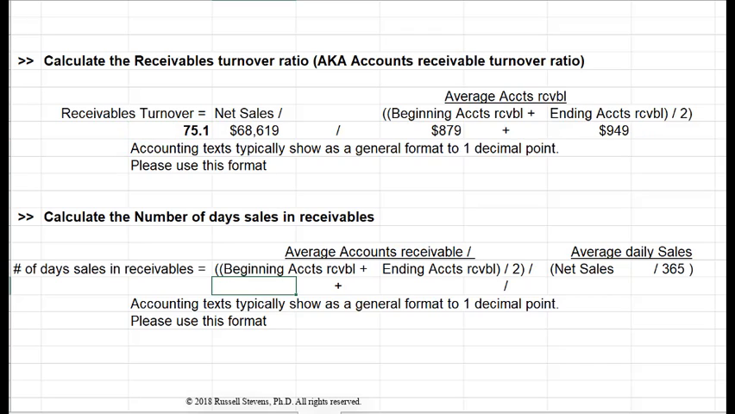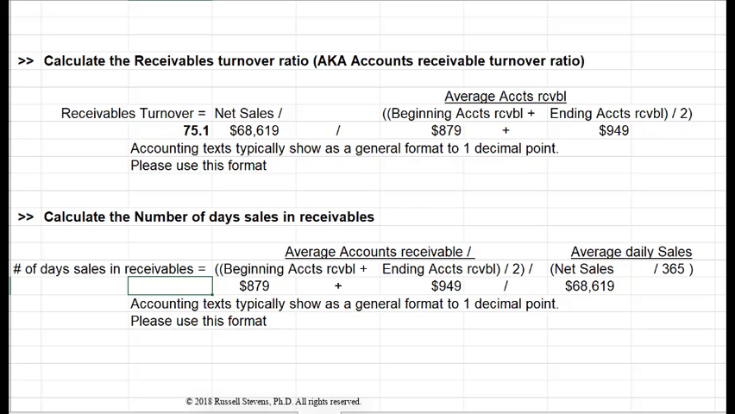The number of days in sales and receivables uses all the same numbers that we just used in the receivables turnover ratio. Enter the 879 under Beginning Accounts Receivable, the 949 under Ending Accounts Receivable, and 68619 under Net Sales. The same way the formula was done for the prior metric, it can be done for this one.